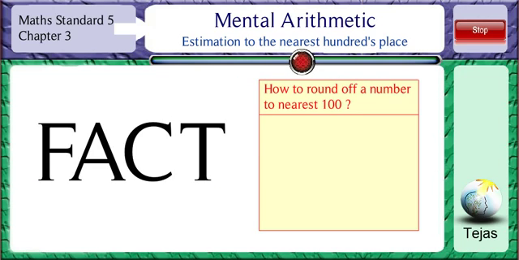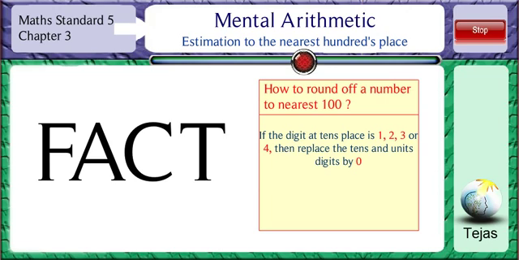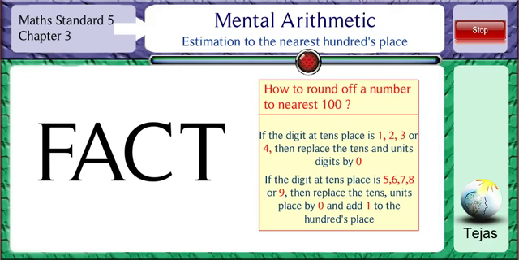How to round off numbers to the nearest hundred? If the digit in the tens place is 1, 2, 3 or 4, then replace the tens and the units digit by 0. If the digit in the tens place is 5, 6, 7, 8 or 9, then replace the tens and units place by 0 and add 1 to the hundreds place.